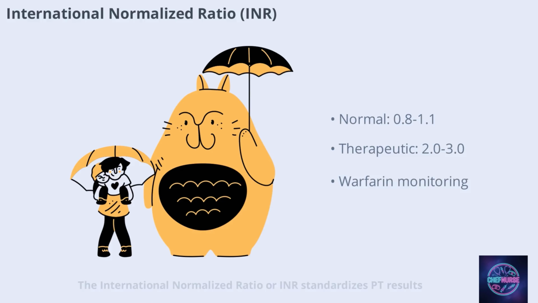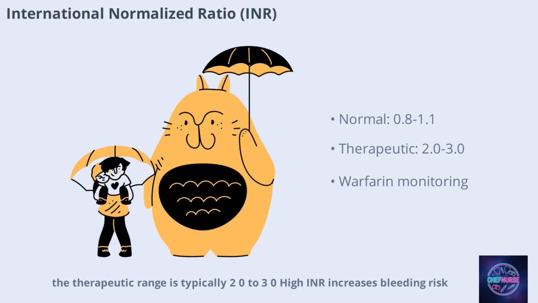International Normalized Ratio, or INR, standardizes PT results. The normal range for most patients is 0.8 to 1.1, but for those on warfarin, the therapeutic range is typically 2 to 3. High INR increases bleeding risk, while low INR may mean inadequate anticoagulation. For the NCLEX, know how to adjust therapy based on INR results.